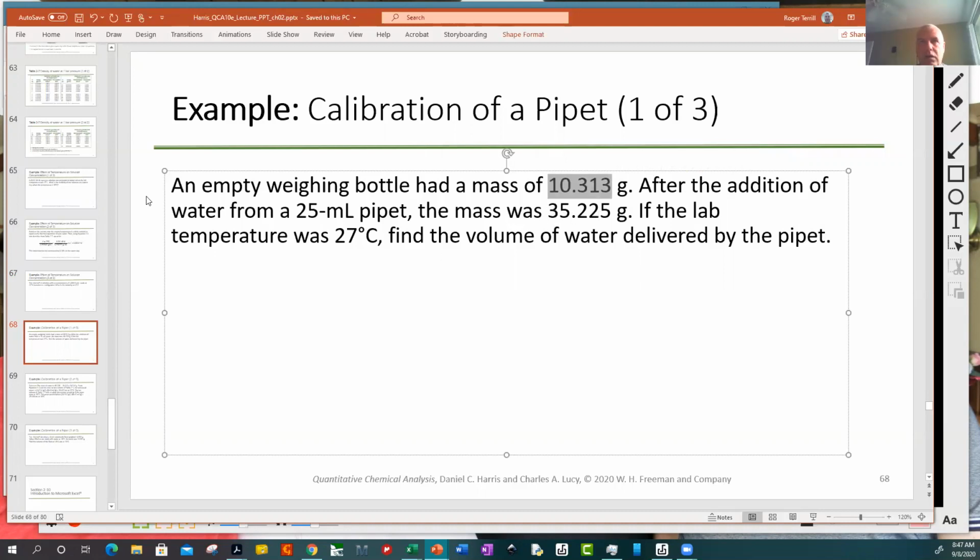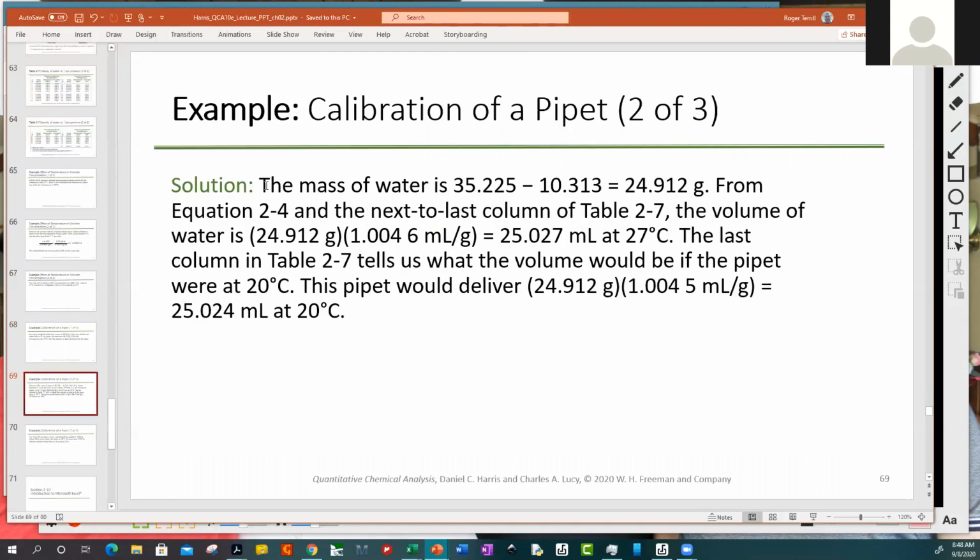And basically, you take just a weighing bottle, whatever random mass, and you zero the balance, and you weigh the 25 mL pipette delivery, and the balance changes from 10.3 to 35.2. Say, well, what was the volume that corresponds to? So to know the volume, you're going to need to know the temperature, if you want to do this exactly. So the mass first is going to be the difference in those two values, 24.912. Okay?